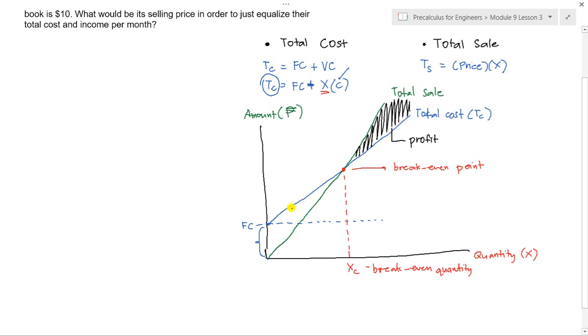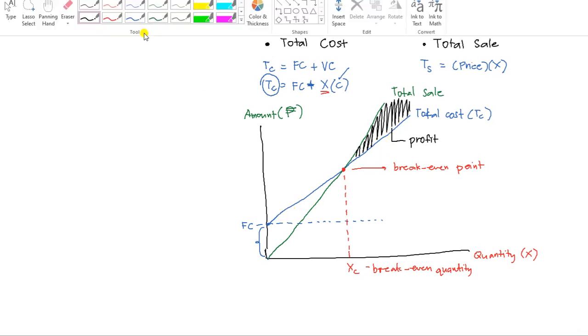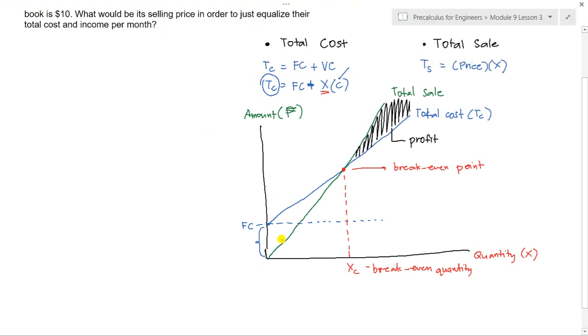But this one, the area below, what is this? Here, the total cost is bigger than the total sale. What does that mean? Okay, this is your loss.